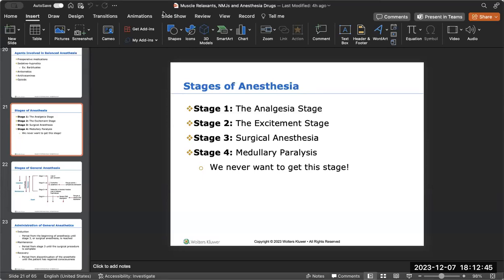But we give a little bit more anesthesia, and then we get them into stage 3 where they get the surgical anesthesia. They're knocked out, they have no pain, they're not being combative and trying to get out of it. They're calm and you're able to do your thing. But the problem with anesthetic drugs is that too much can cause paralysis and they could die. So we never want to get to stage 4. We always want to be in stages 1 to 3. We want to get to 3 and then recover from 3.